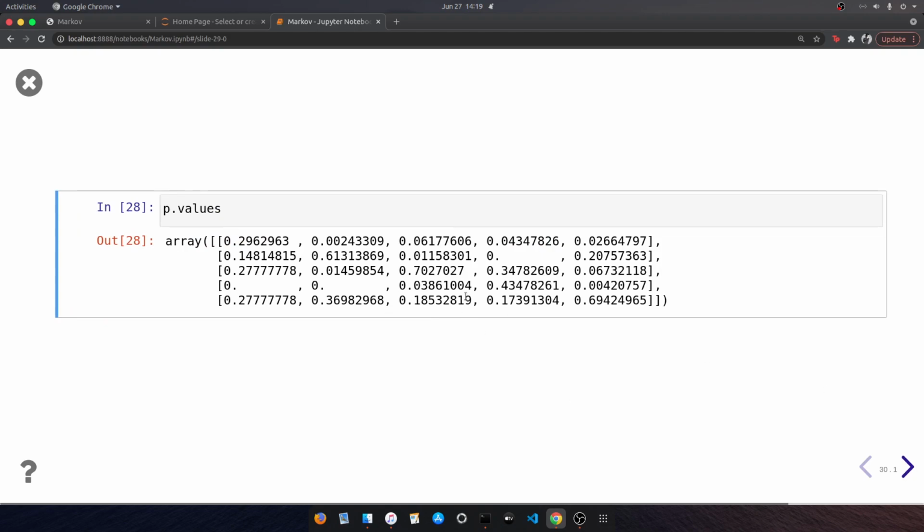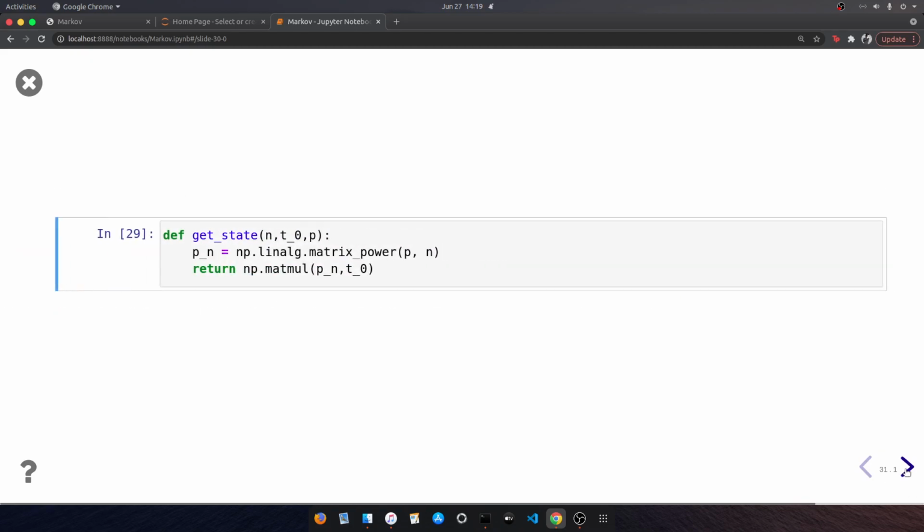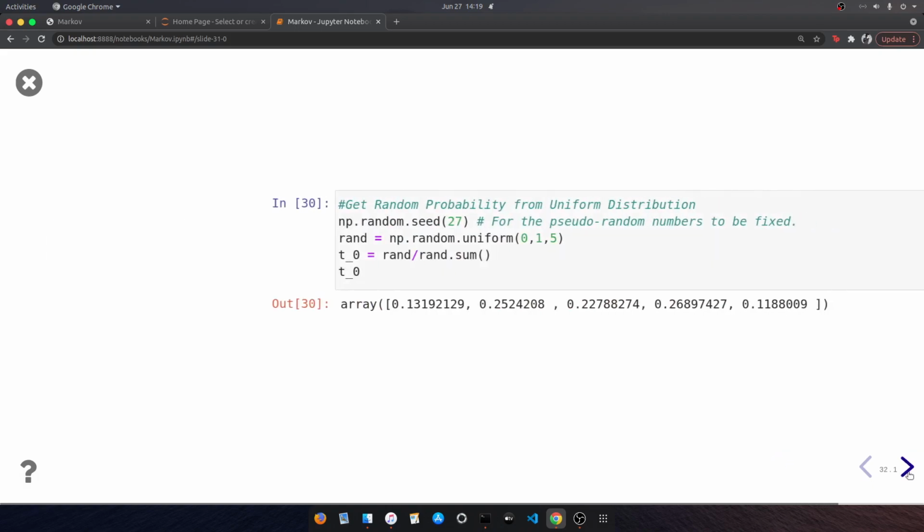All right, and then I just converted that formatted data frame into a NumPy array. Again, we can think about it as a matrix. And then I rewrote the getState function to use the mathematical formula, and to also accept the initial state as a parameter, as well as the transition matrix.